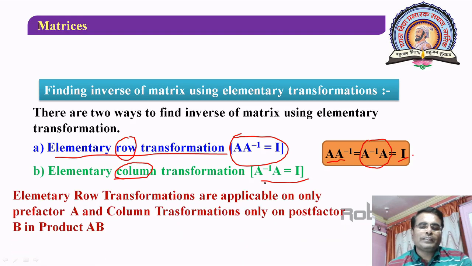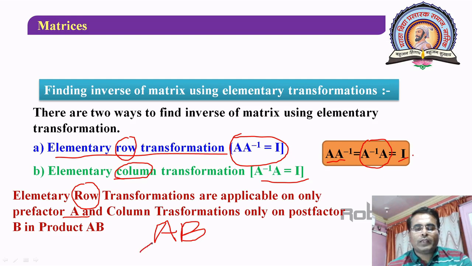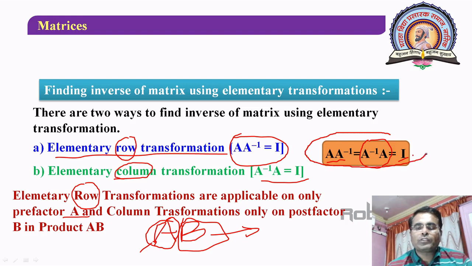Now see what is the reason behind considering these 2 separate equations for 2 separate methods. Elementary row transformations are applicable only on a prefactor A. Whenever you consider any product AB, this A is called the prefactor and B is called the postfactor. So on the prefactor A, you can use only row transformations, and on the postfactor B, you can use only column transformations. That is the restriction, and that's why we consider 2 separate equations.